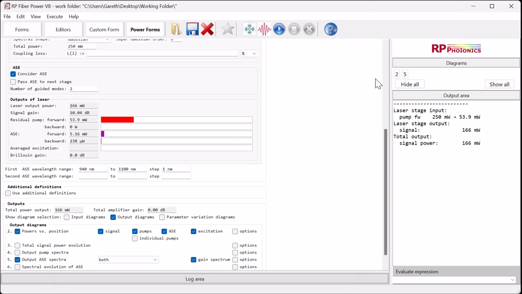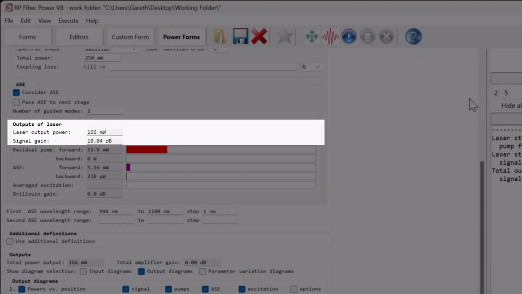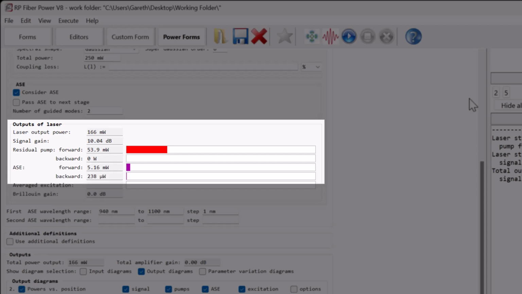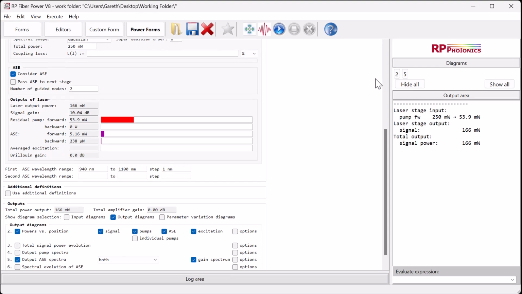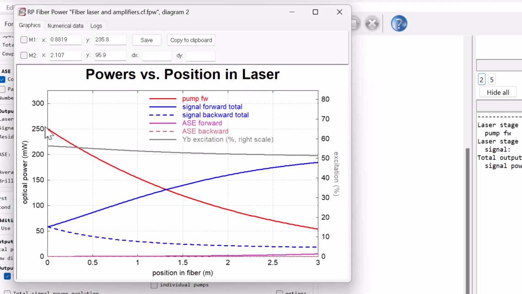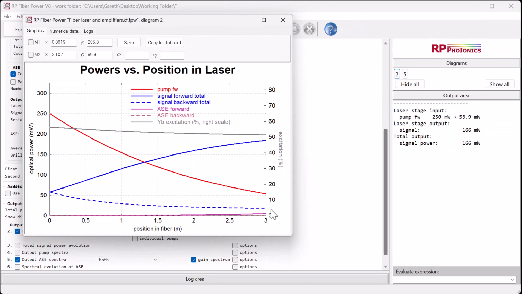Let's inspect the output of the laser. We have achieved an output power of 166 milliwatts, with some residual pump power and very little ASE. So this design already works quite well. Let's take a closer look inside to understand how this happens. The powers versus position diagram shows the pump being absorbed along with the forward and backward signals in the resonator. We also see that the excitation, indicated in grey, stays above 50% for the entire length. Additionally, there is only a minimal amount of ASE.